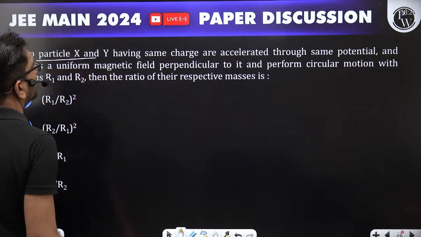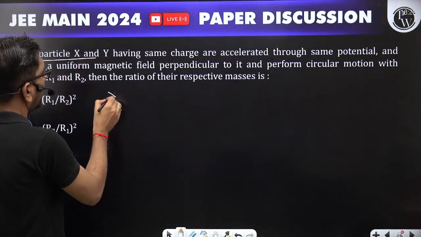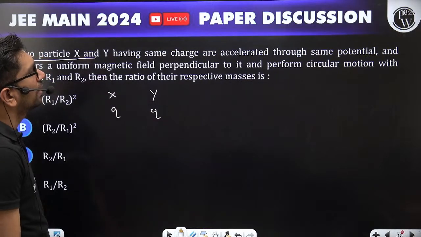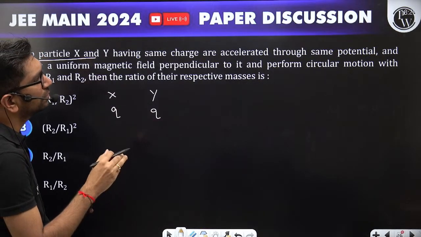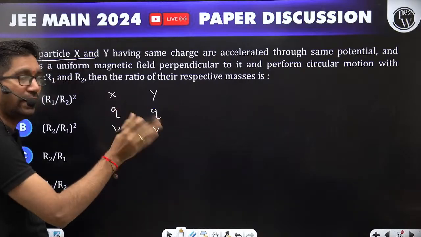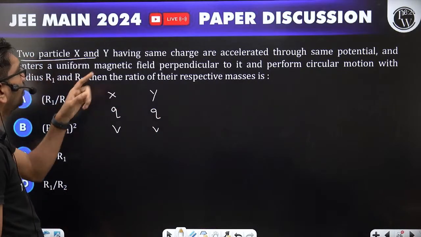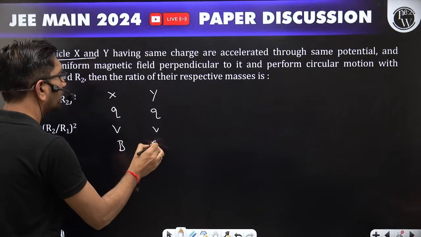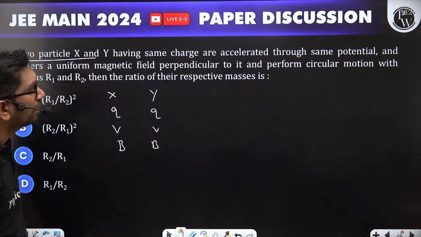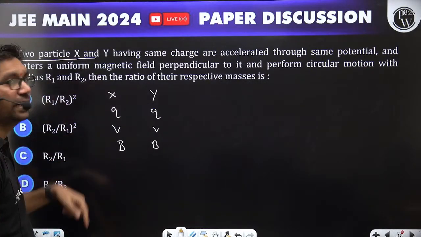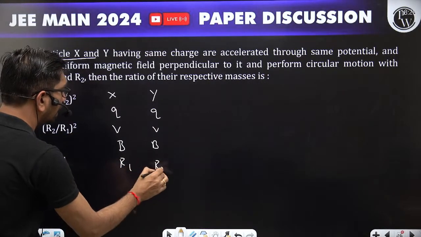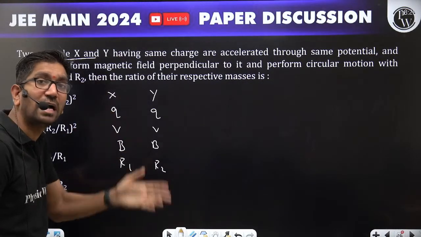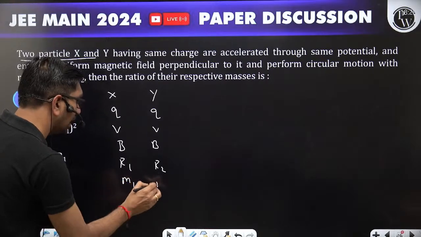Two particles X and Y having the same charge are accelerated through the same potential. The potential is also the same. And they enter a uniform magnetic field perpendicular to it. The magnetic field is also the same here. And they perform circular motion with radius R1 and R2. So here is R1 and here is R2. Then find the ratio of their respective masses. Let the mass of this one be M1 and this be M2.